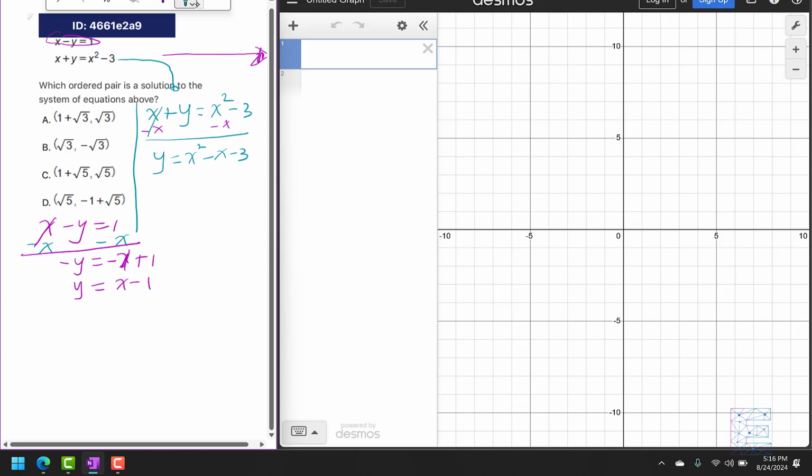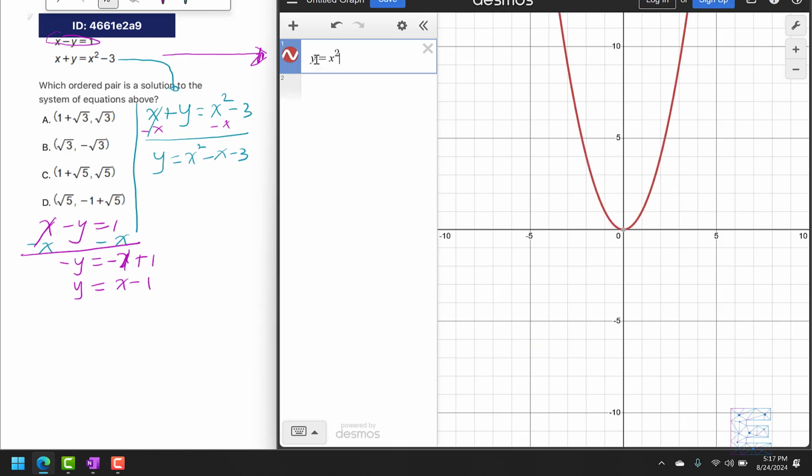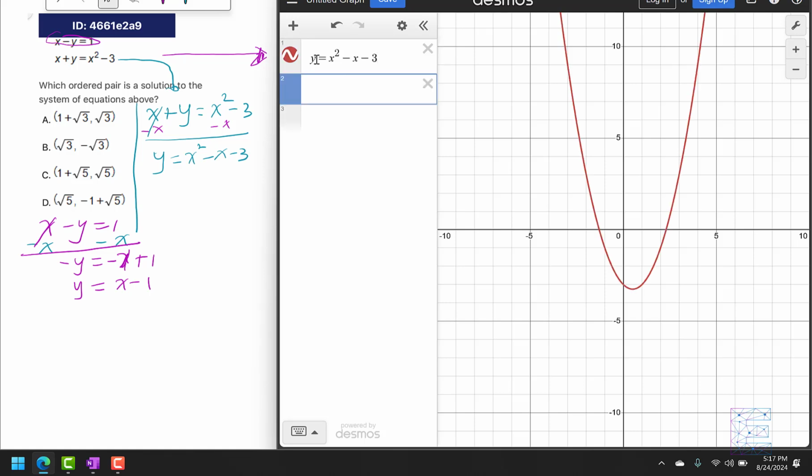So once you have both equations, you're going to plug each one into Desmos like this. Let's do the blue one first, the quadratic equation. y equals x squared minus x minus 3. And let's enter the linear equation in, I think that's purple. y equals x minus 1. So now you notice where the two equations are intersecting. This is the first intersection, and this is the second intersection. So remember, the solution of the system is where the two graphs are intersecting. So right here and right there.